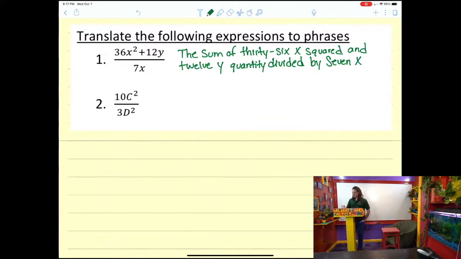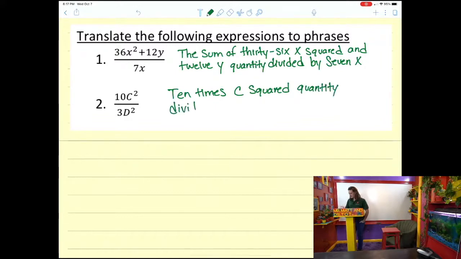For 2, we could describe this as 10 times c squared quantity divided by 3 times d squared.